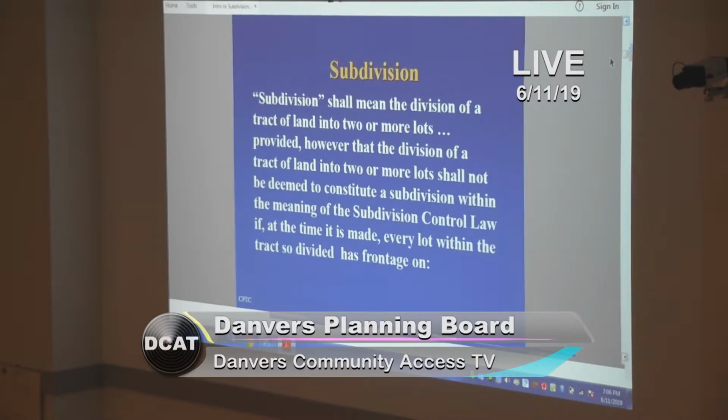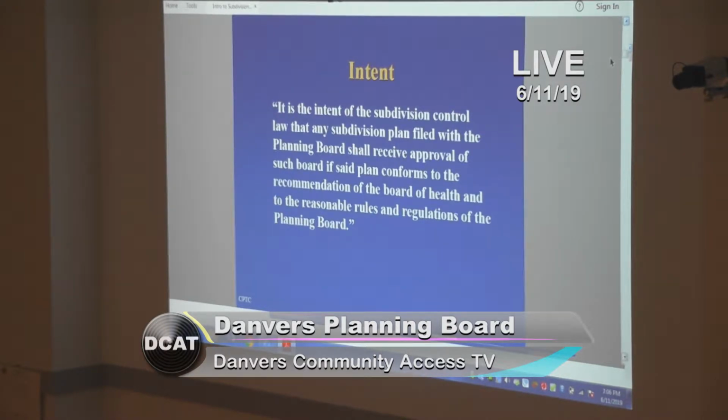Yeah, and this is just addressing that. The intent is that if you meet the subdivision rules and regulations, an applicant is going to be entitled to endorsement.